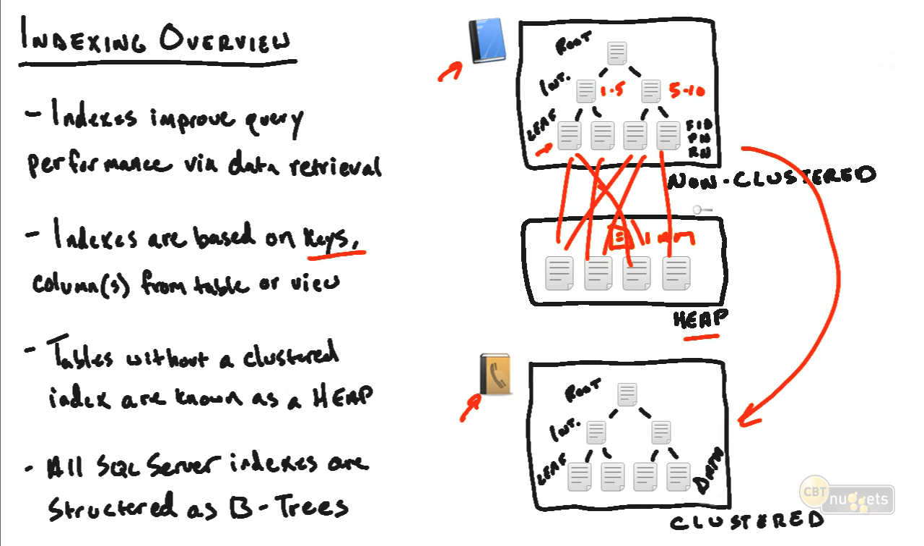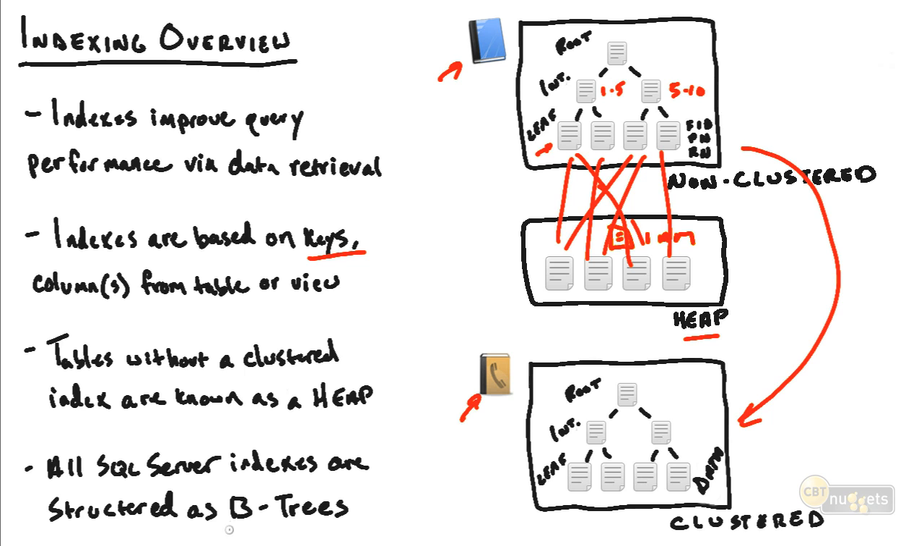Unless there's a non-clustered index on top of a table, and a query comes in that can use the non-clustered index, then it'll know where to look for the data, which will give us huge performance increases. A clustered index on a table, however, will get rid of a heap, and it'll completely organize the data under the hood in the index itself.